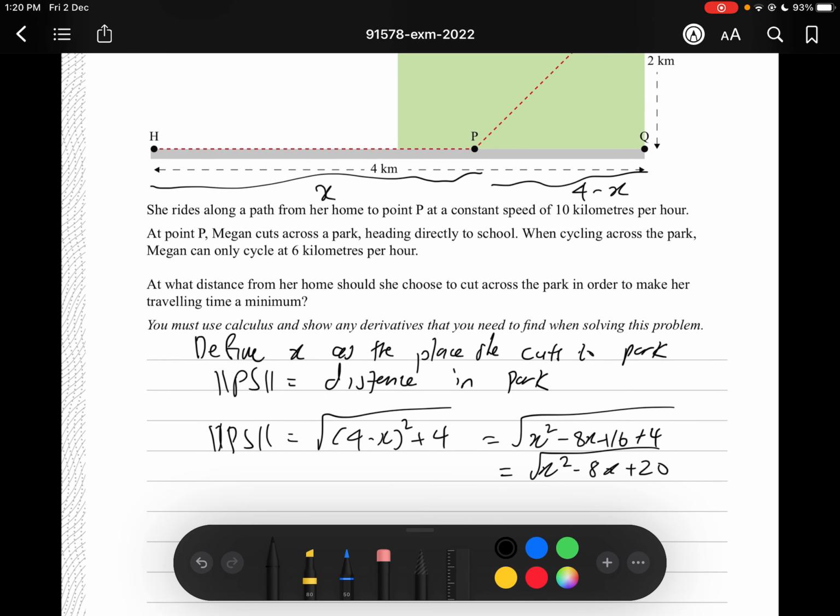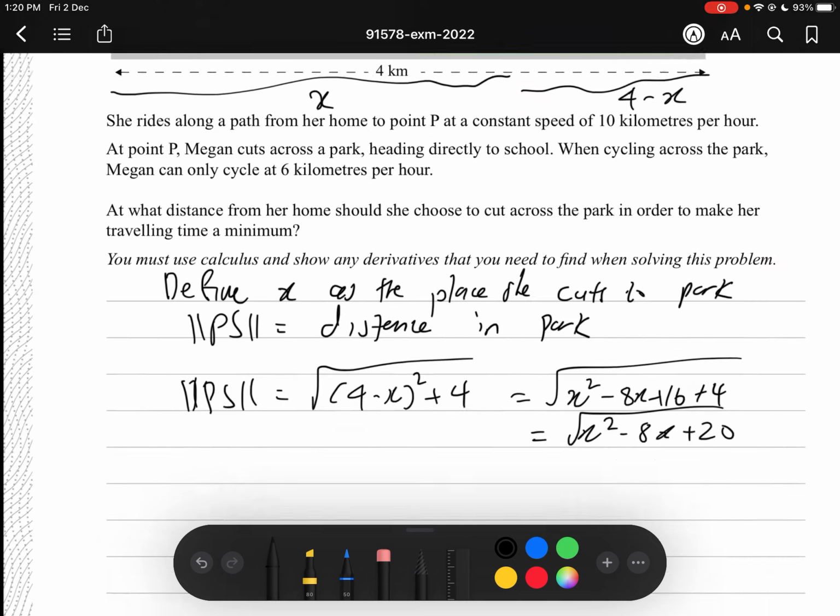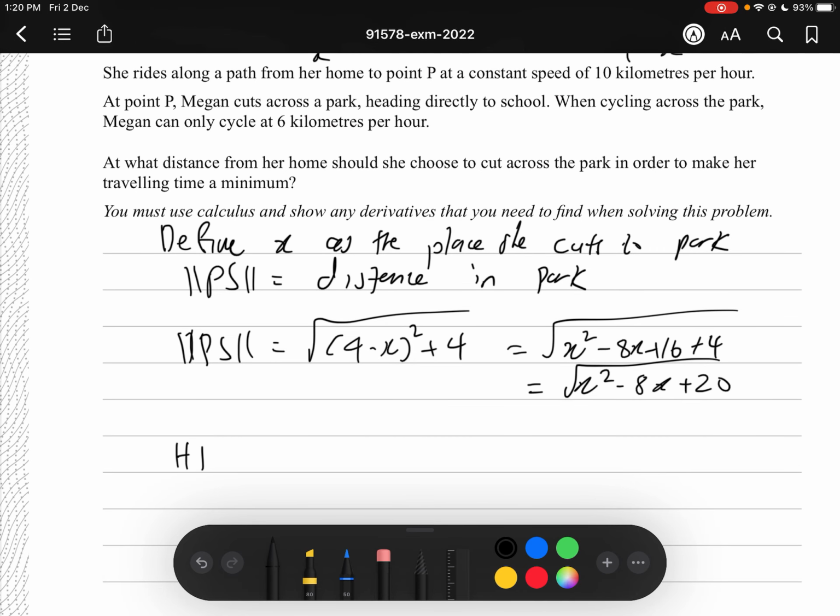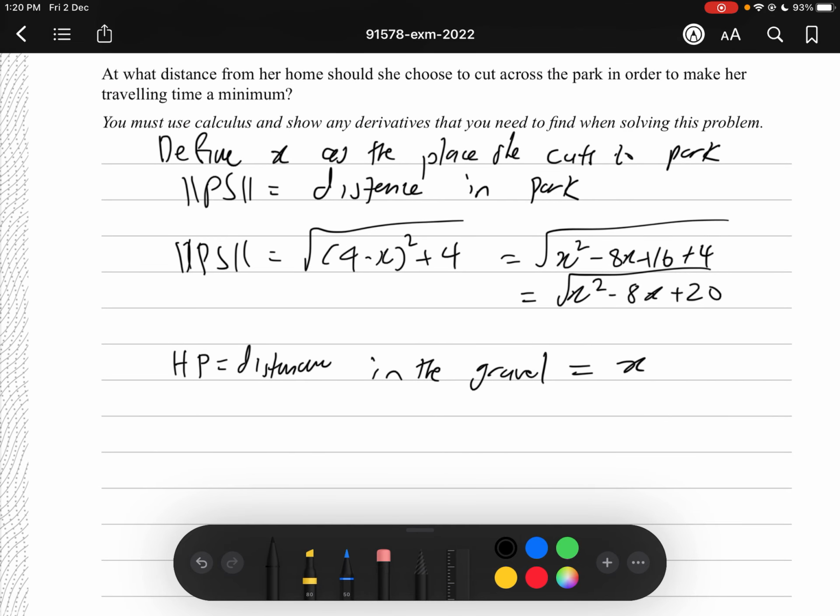And the distance traveled on the gravel is x. As you can see, the HP is the distance in the gravel, which is x. So we can say HP equals distance in the gravel, which equals x. So now, like we've said, we've classified the distance in the park and the distance in the gravel with respect to x. And now we can find a formula for the time.